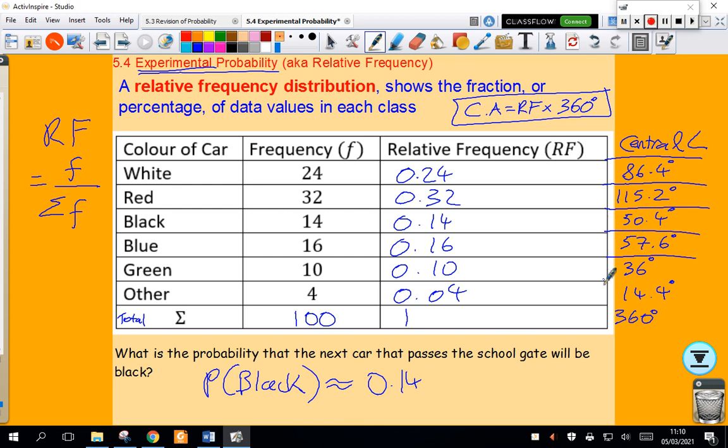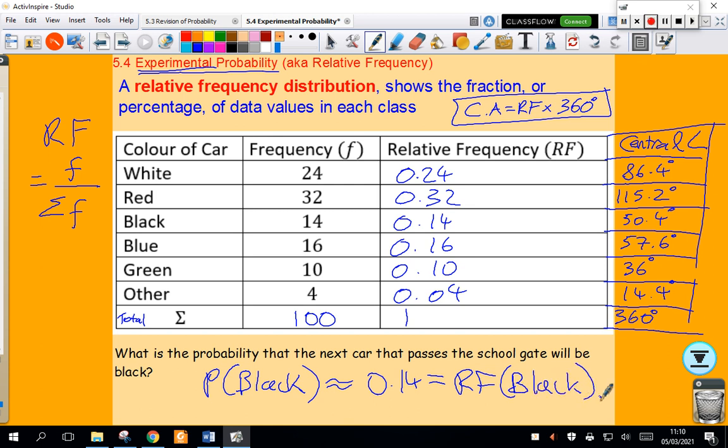Okay? But ultimately, what am I talking about? I'm really just talking about surveying, collecting data. When we don't understand the underlying process, we collect data and use relative frequency in order to be able to talk about probability. So the probability in this case of black is actually just the relative frequency for black. Okay? So when we don't understand the underlying process, we collect data, look at relative frequencies, and then we can talk about probabilities. Okay? In section 5.4 in your textbooks, practice.